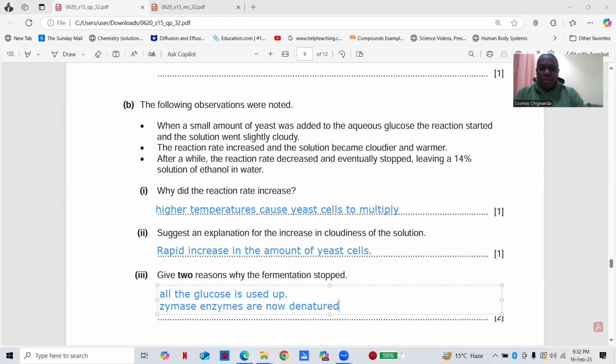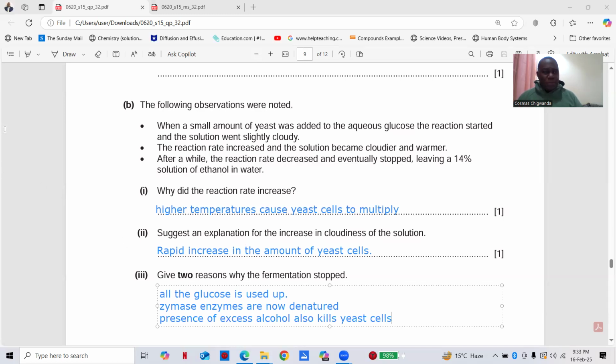Okay, you can also mention the presence of excess alcohol. Presence of excess alcohol also kills our yeast cells, okay? All right. So it's an interesting process which is happening. You have a process which is happening, but the product that you are producing is also killing the catalyst which we have been using.